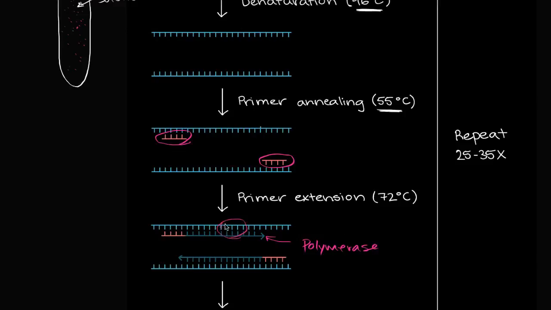And I'll just draw a polymerase enzyme right over there doing the extending. Is it any type of polymerase enzyme? Could I just take the polymerase from my cells and throw it in there? So you actually need a special polymerase because you need one that is going to be pretty heat resistant.